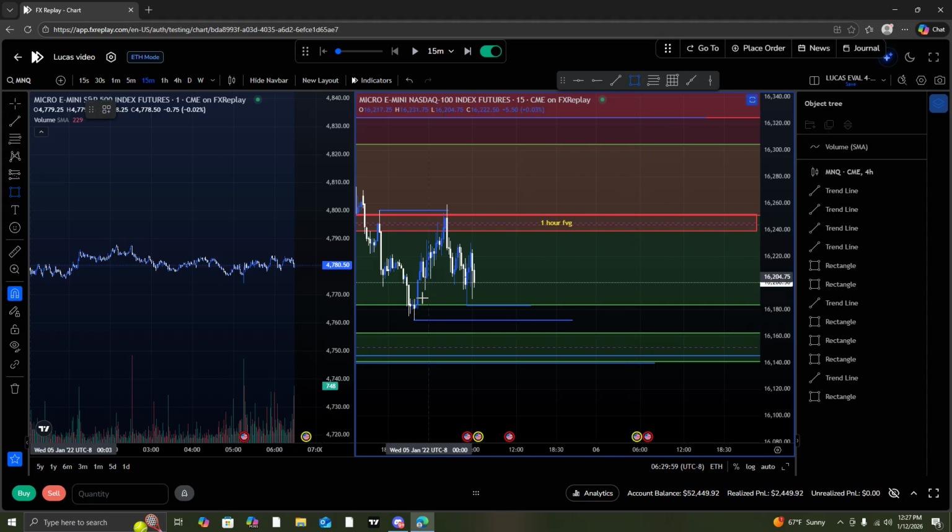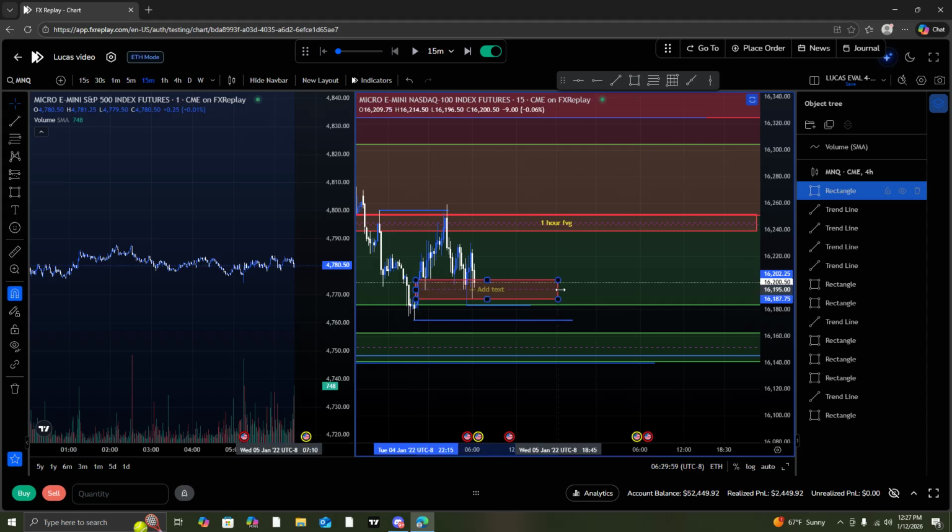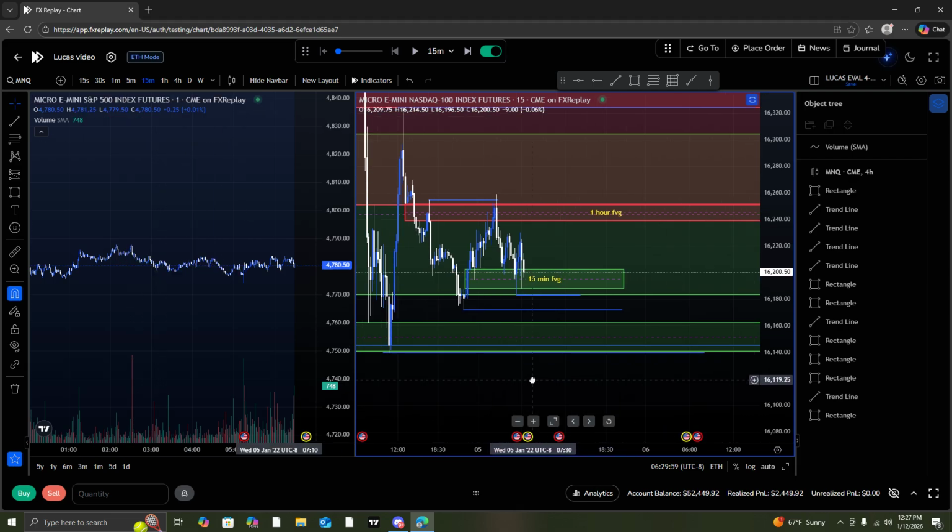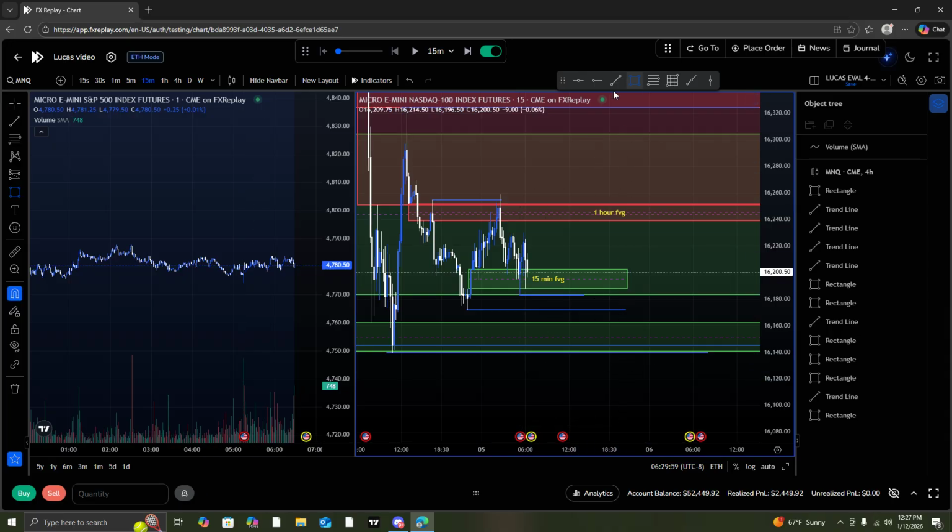But overall, we have a 15-minute fair value gap. I mean, this would be beautiful to sweep again, but we'll see. So make this green. What else? Bears 15-minute right here.